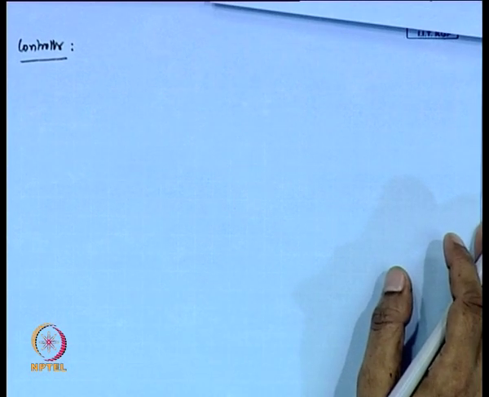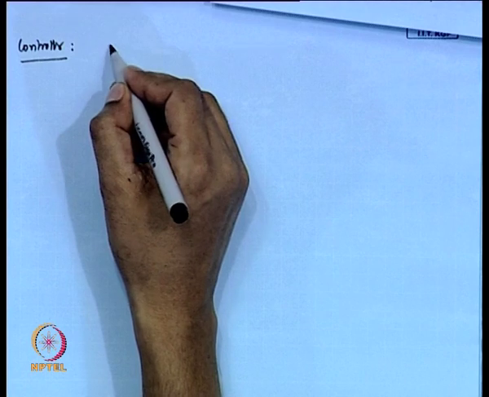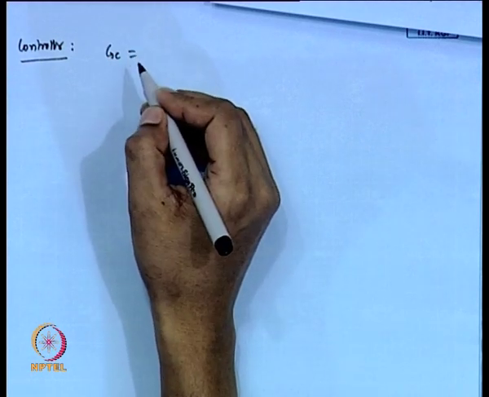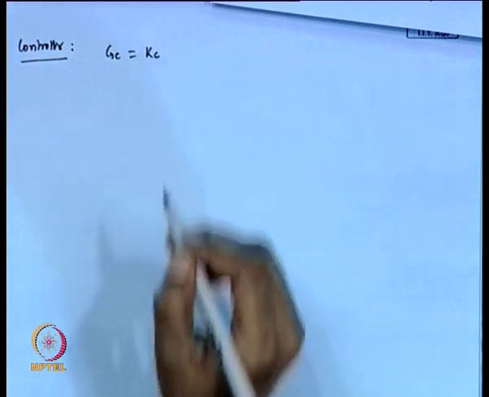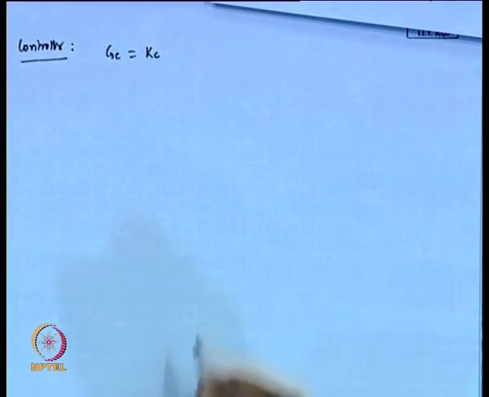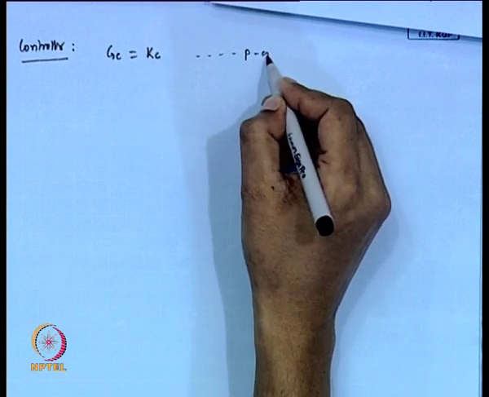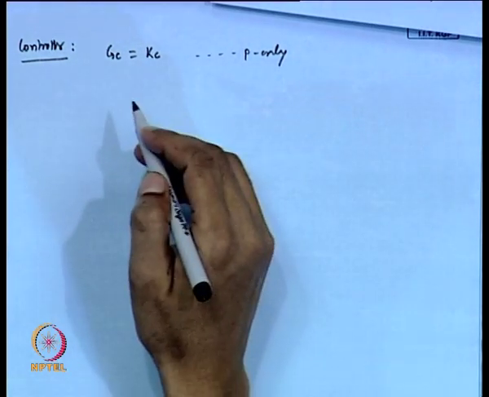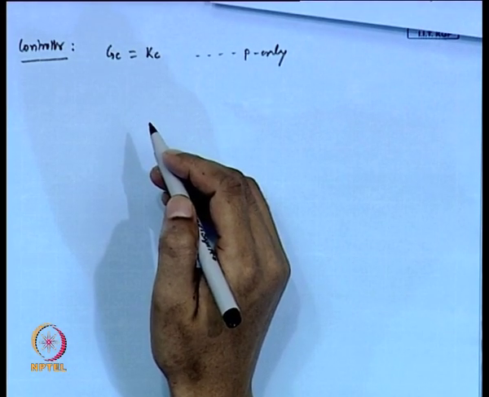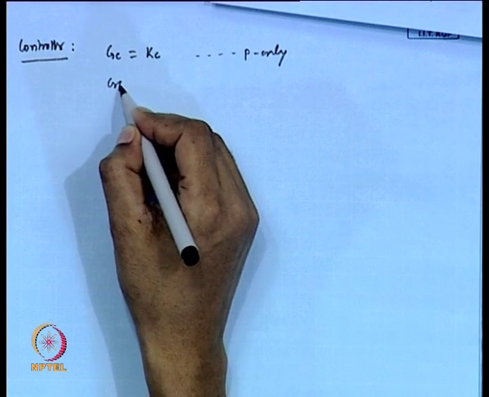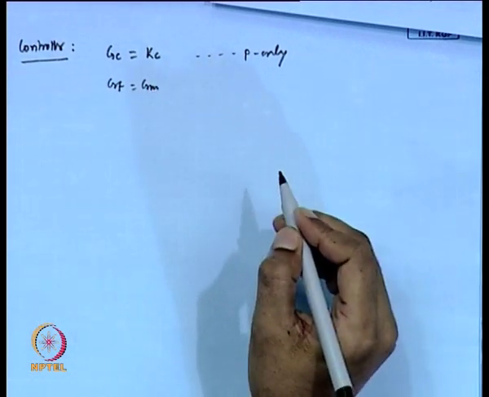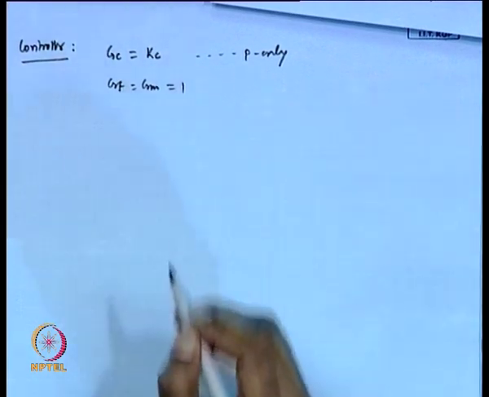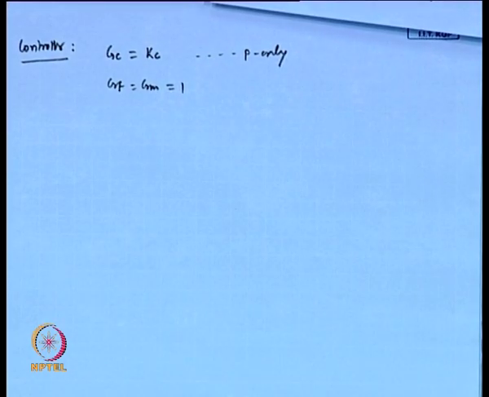Our controller is the P only controller. So, the transfer function of P only controller is G c equals K c. This is the transfer function of P only controller. Now, for measuring device and final control element, we will consider both the transfer functions as unity. The transfer functions of measuring device G m and final control element G f are unity.